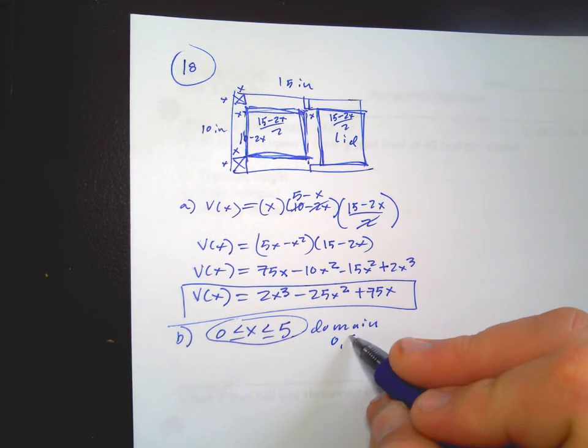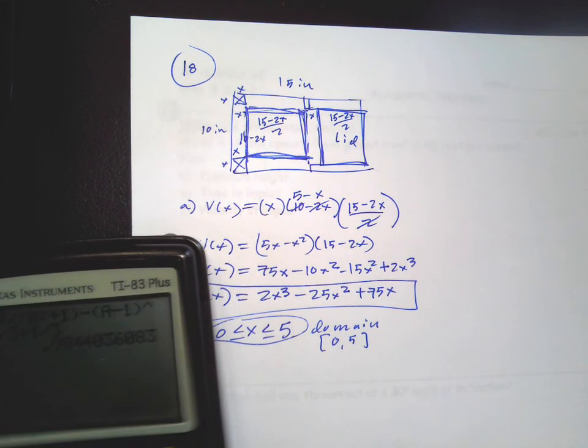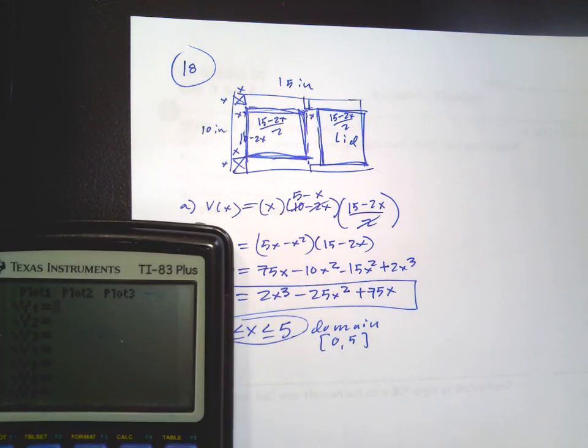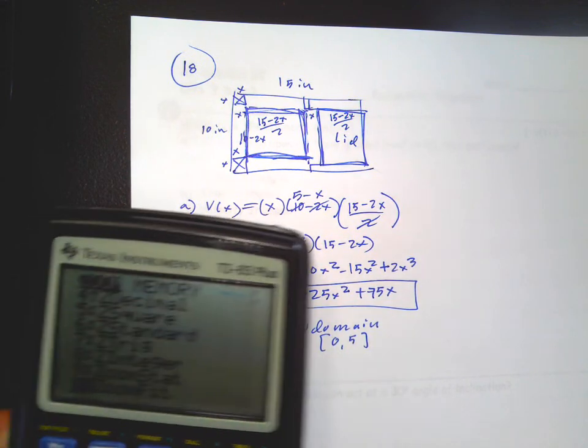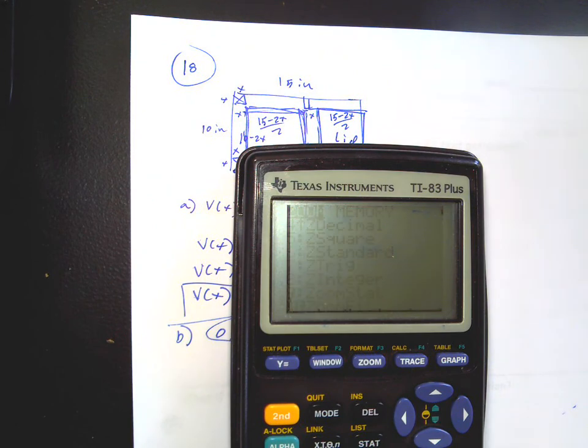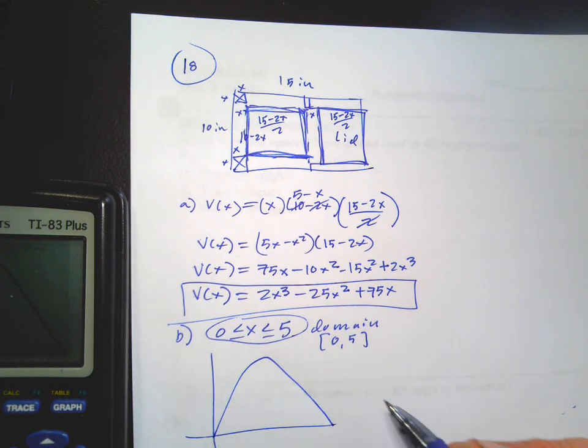You could write it different ways. We're going to graph it. So we're going to do 2x to the third minus 25x squared plus 75x. Window 0 to 5. We'll just graph on the domain. We could do zoom fit. It pre-calculates it, resizes the window to fit all the y values for your x. So quick sketch. Looks like that.